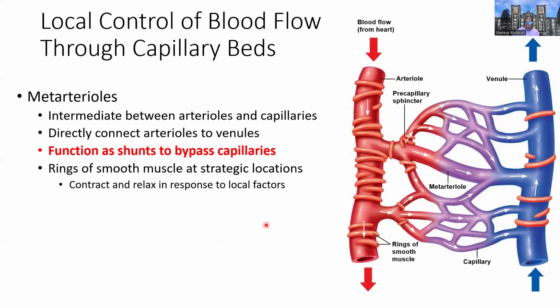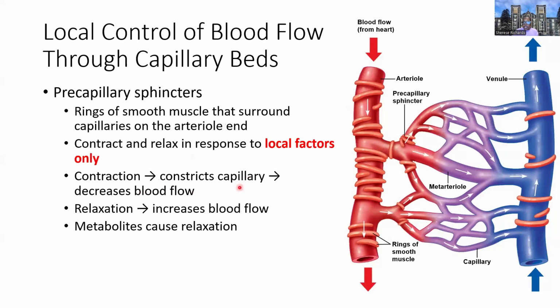And so based upon local factors, some of which we described earlier, such as oxygen levels, CO2 levels, potassium levels, that will determine whether we want slower flow to go into the capillary bed or whether we want to bypass it. If the tissue bed is well oxygenated and has little CO2, we're going to bypass that, shunt blood towards the meta-arteriole and then towards the venule, essentially bypassing the capillary bed.